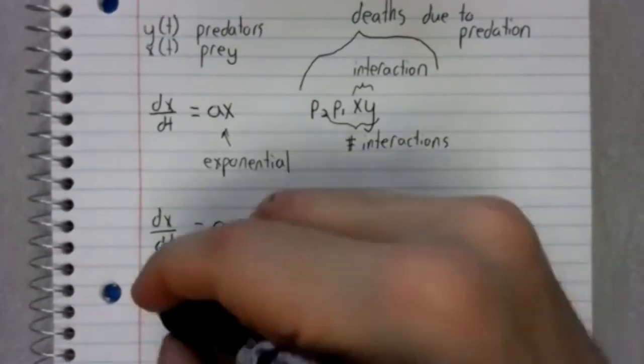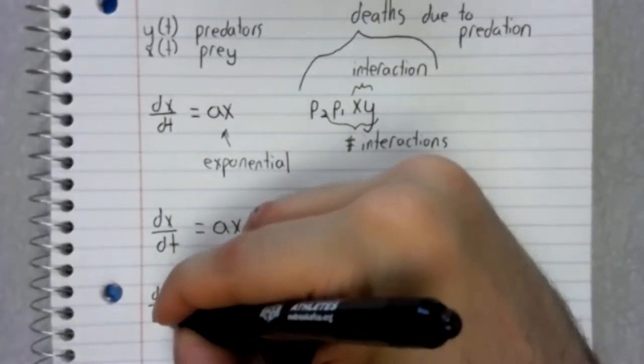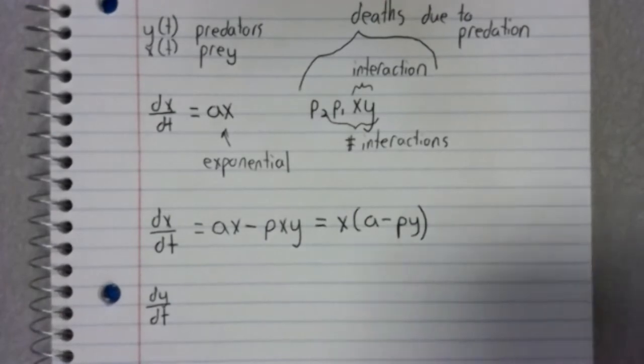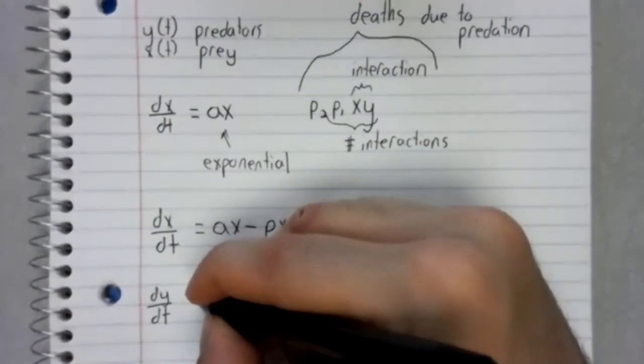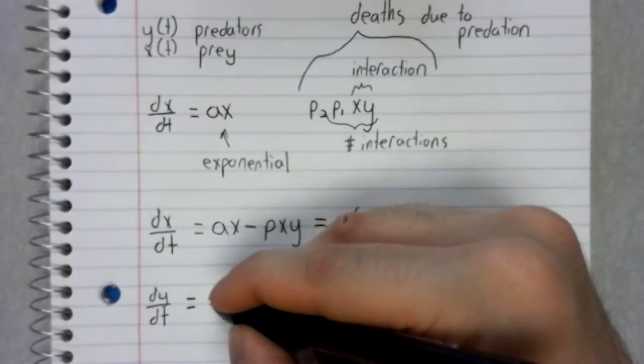What about the predator species? Well, if there were no prey animals, they would all starve. The more predators there are, the more predators there are to starve. So the deaths are proportional to the current population.